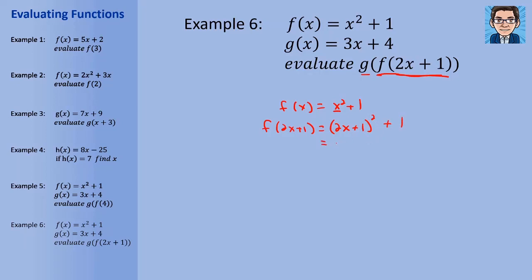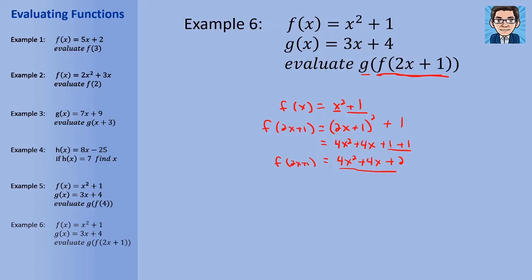We square this out. You can use FOIL or another method to square this out, but we're going to get the first term squared, 4x squared. We're going to get a 2x twice, so we're going to get 4x. And then 1 squared is going to be 1. And then plus 1. That last plus 1 is just from the function right there. And then just combine our like terms, and we get 4x squared plus 4x plus 2. And that is f of 2x plus 1.